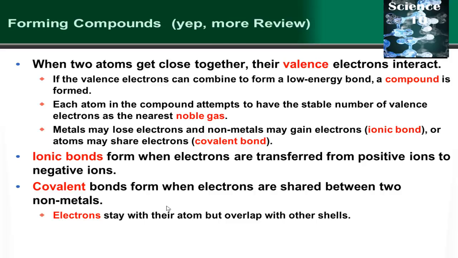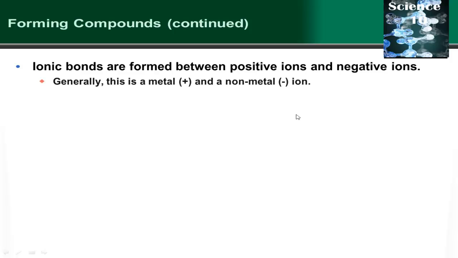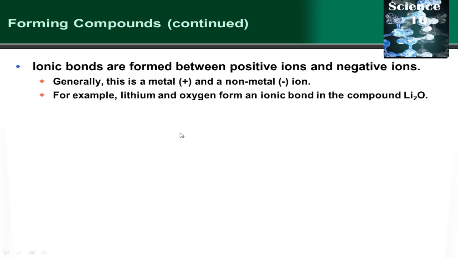Electrons are going to stay with their atom but overlap with other shells. Again, this is only true for covalent bonds. With ionic bonds, those electrons are actually going to move. So, ionic bonds are formed between positive ions and negative ions. So usually this is a metal ion, something from the left side of the periodic table, with a non-metal, something on the right-hand side. For example, lithium and oxygen form an ionic bond in the compound lithium oxide.